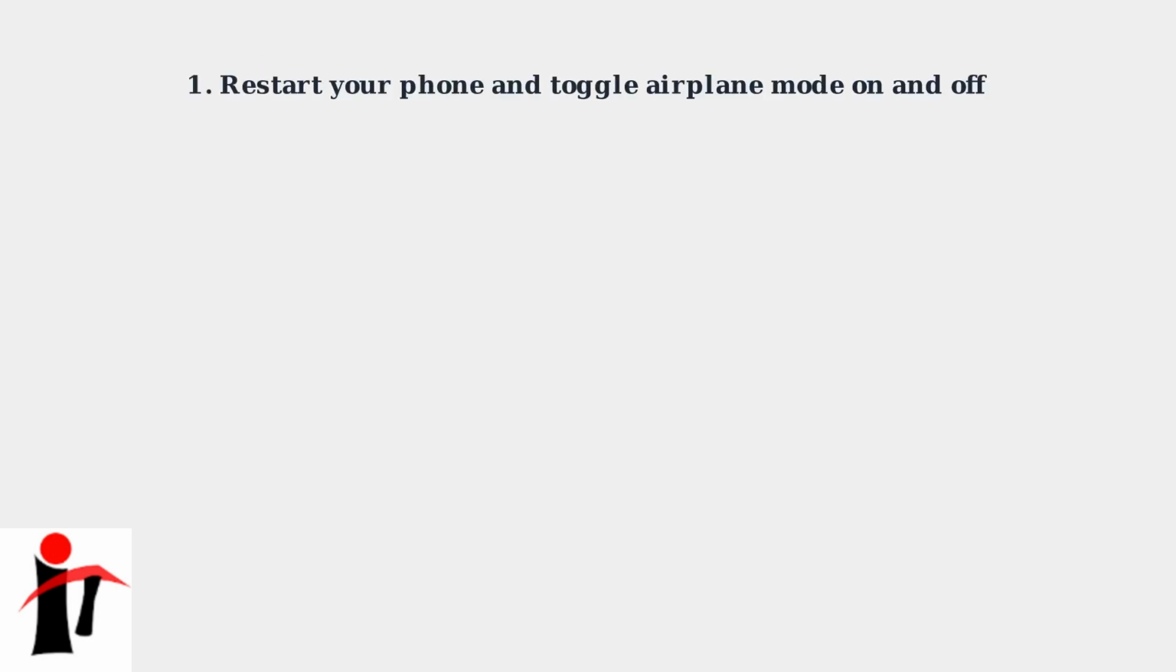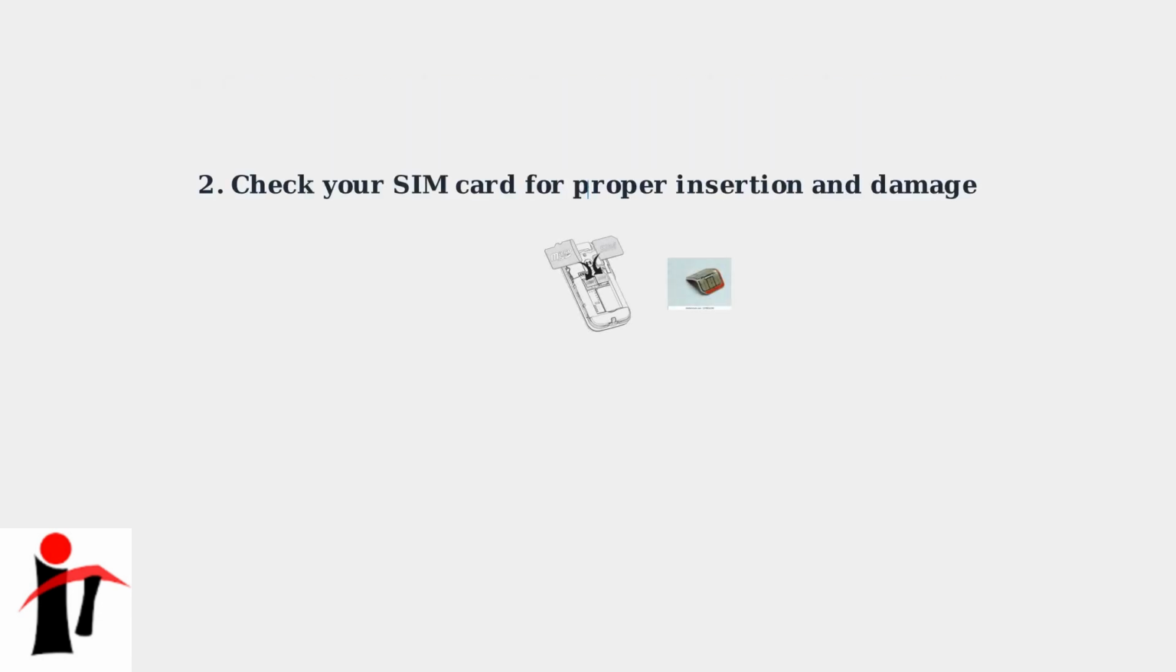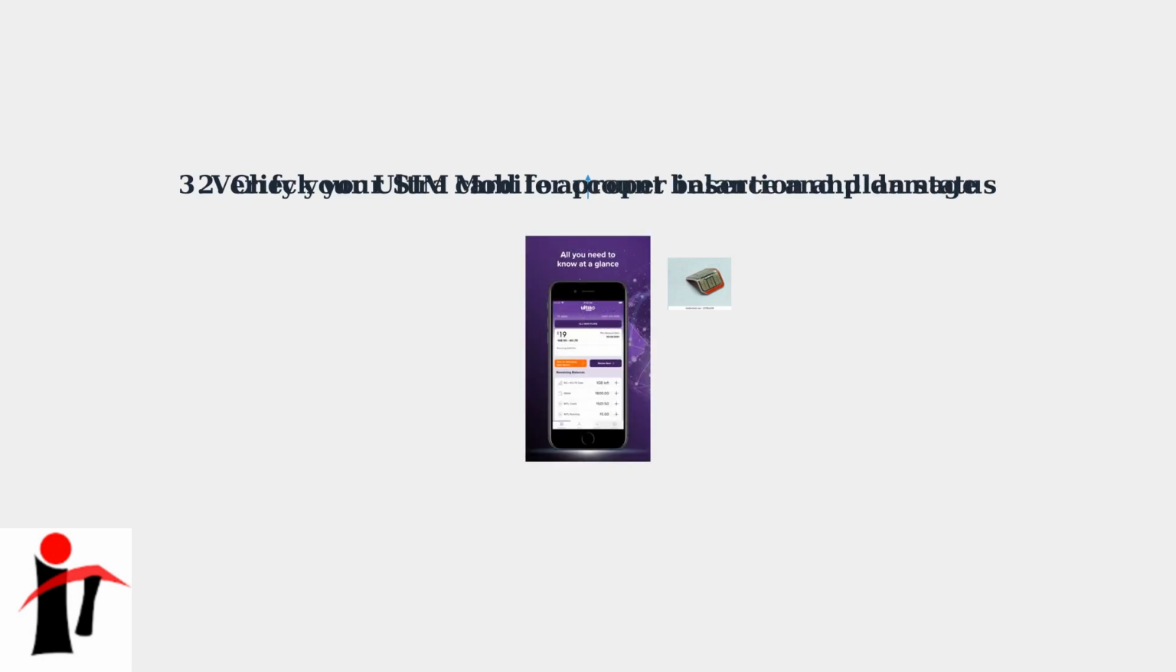First, restart your phone and toggle airplane mode on and off. This forces your phone to reconnect to the network. Next, check your SIM card. Make sure it's properly inserted and not damaged. Verify your Ultra Mobile account balance and plan status through their app or website.